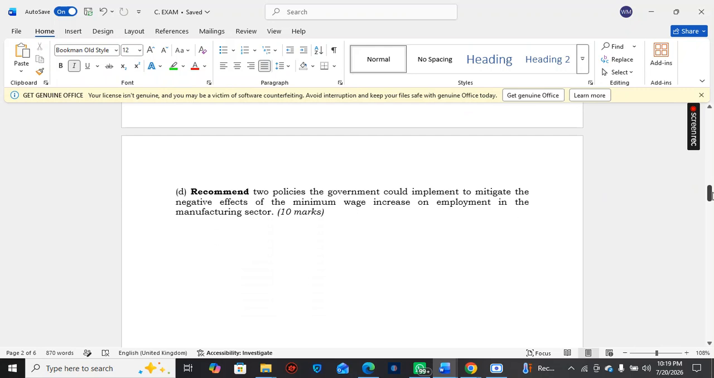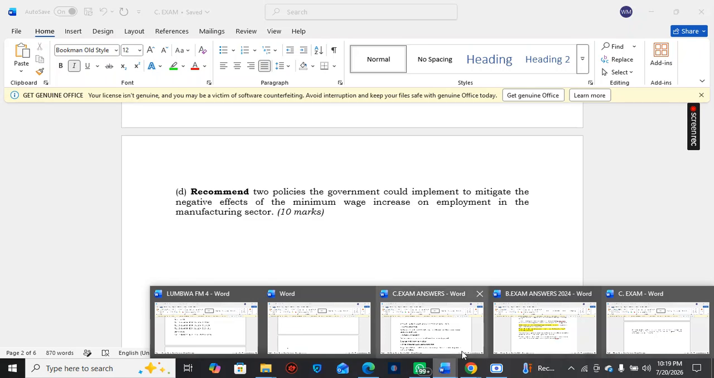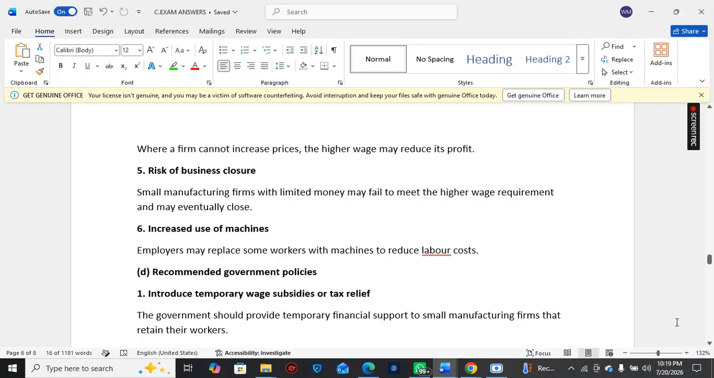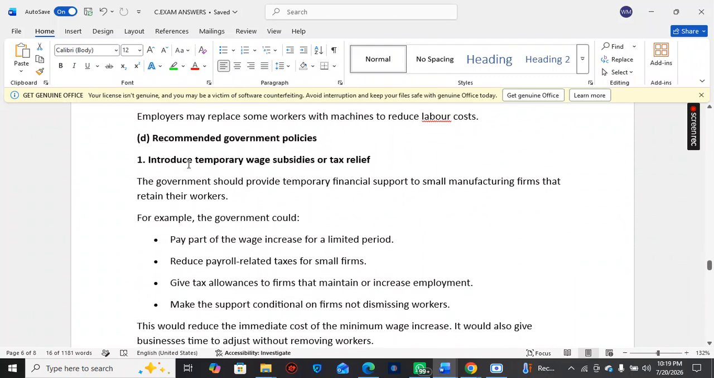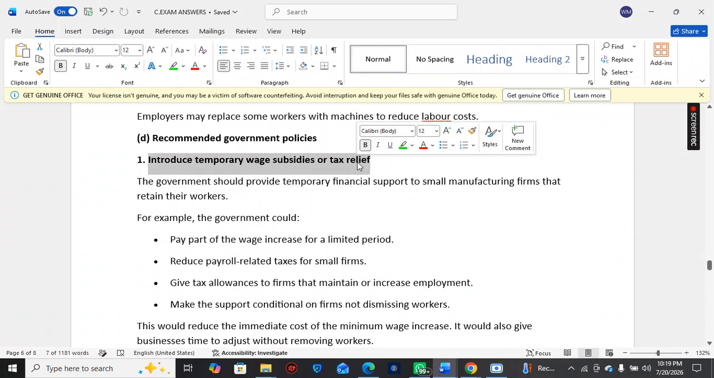All right. So government has to find policies that they can implement so that these firms do not lay off workers. Or if they have to lay off workers, at least they still keep some of their old workers so that unemployment levels do not drop. Okay. So, number one, introduce temporary wage subsidies or tax relief.